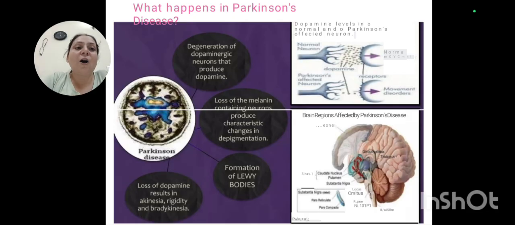diagram. You can see how the movement disorder takes place, how the normal movement takes place, and how because of lack of dopamine this signal cannot be transmitted. Through a synapse it's very difficult to transfer the signals. Why so? Because dopamine is not properly released, so the movement is not transferred. So these are all the nuclei which are there.